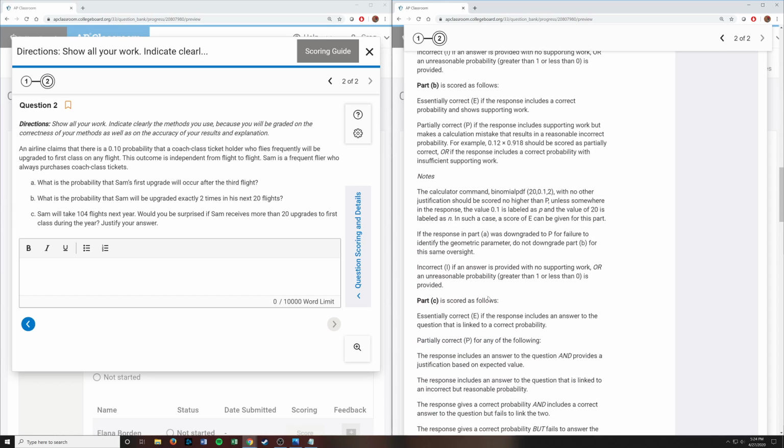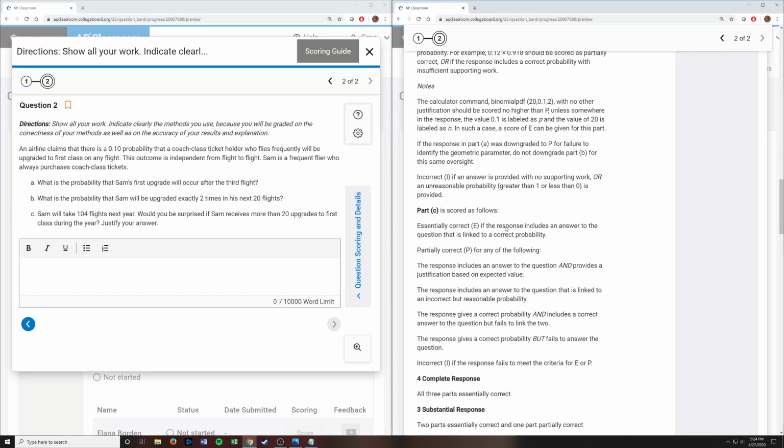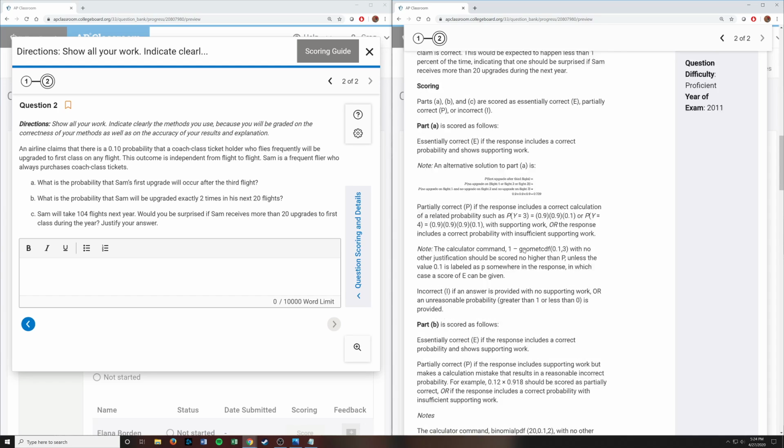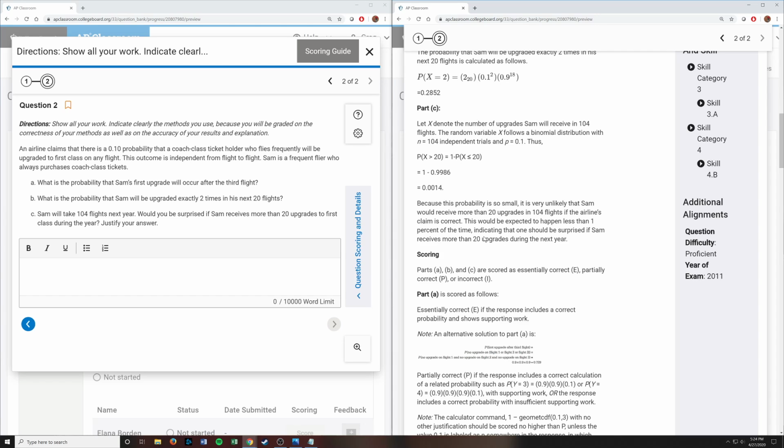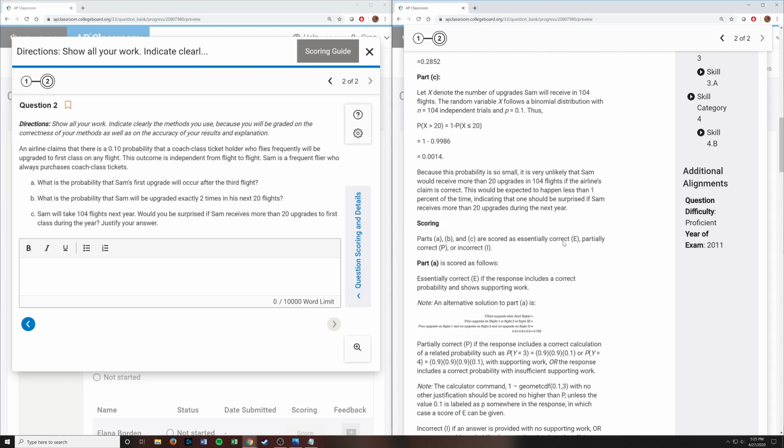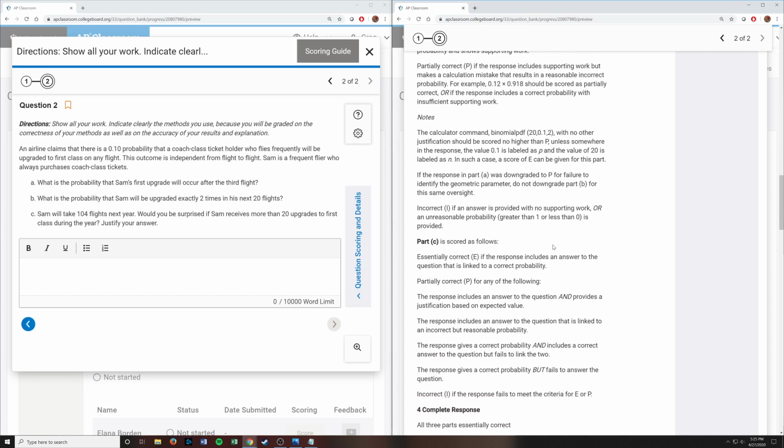I'm curious. Part C. It's essentially correct if it includes an answer that is linked to a correct probability. Okay, so you could say something as simple as the probability that Sam receives more than 20 upgrades to first class during the year is 0.0014. You don't have to write any of this. Okay, so I don't want you to think you have to do that. Very simple answer there, in context.